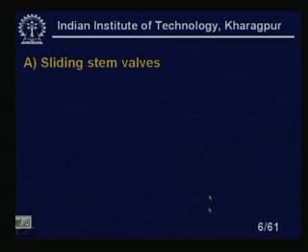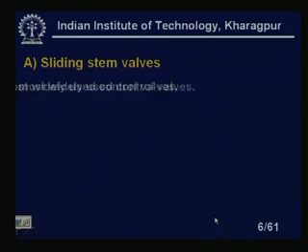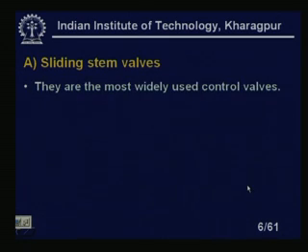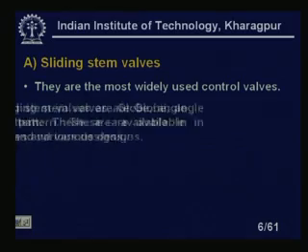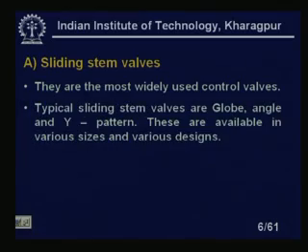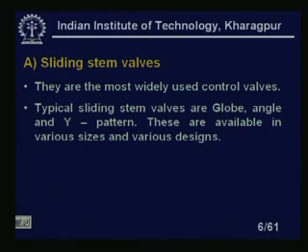Then sliding stem valves. Let us look at the details in this. They are the most widely used control valves, as I told you. Most of the time when you are giving examples of control valves, we are going to the sliding stem valve. Typical sliding stem valves are globe valves, angle, and Y pattern. These are the three different patterns we will see. These are available in various sizes and various designs, very widely used control valves.